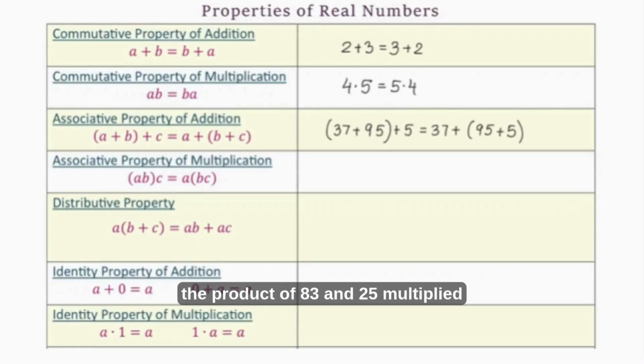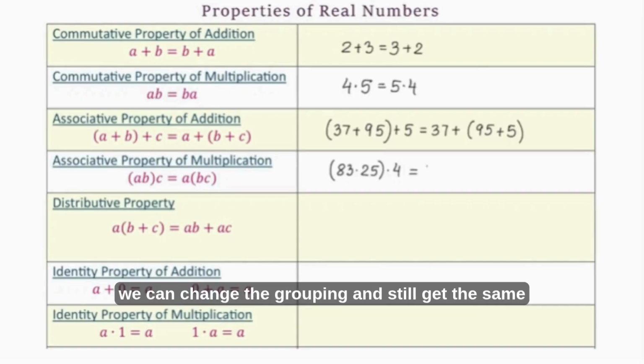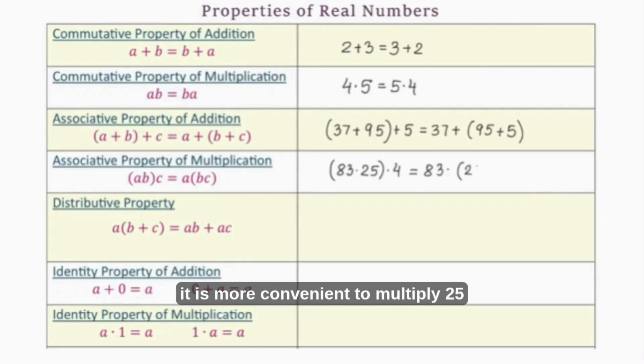For example, the product of 83 and 25 multiplied by 4 is the same as 83 multiplied by the product of 25 and 4. So whenever convenient, we can change the grouping and still get the same result. And in this case, it is more convenient to multiply 25 and 4 first, then multiply the result by 83.